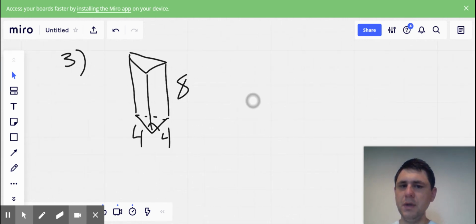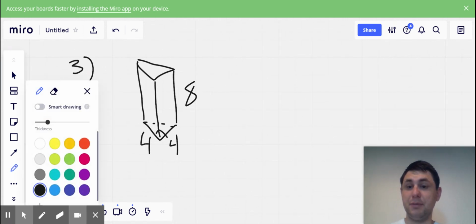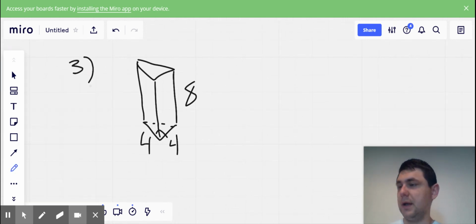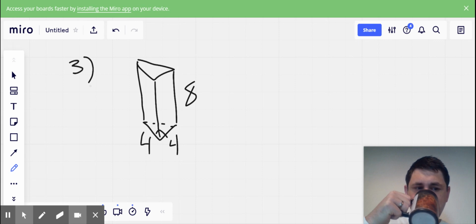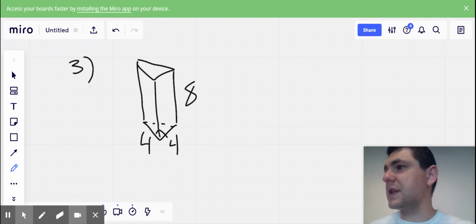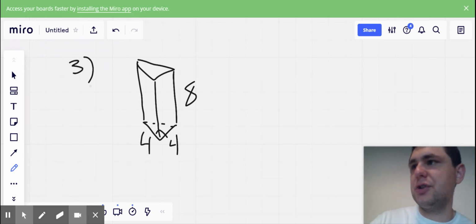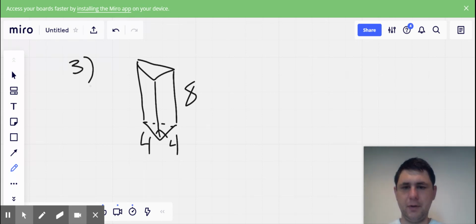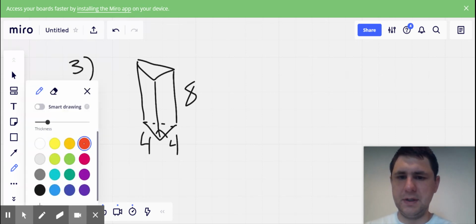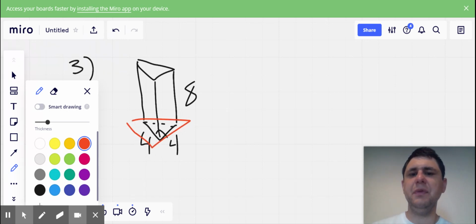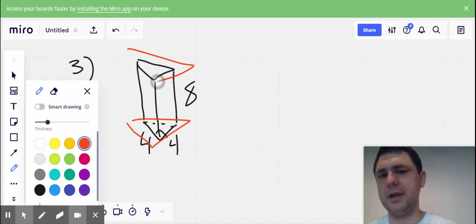Okay. The other one that I'm going to do is problem number 3 because it's a triangular prism, and this one's one of the more odd-looking ones. This one's actually standing up on top of the triangle, if you guys can tell that. So this is actually the triangle right here. And then this is the opposite triangular face.